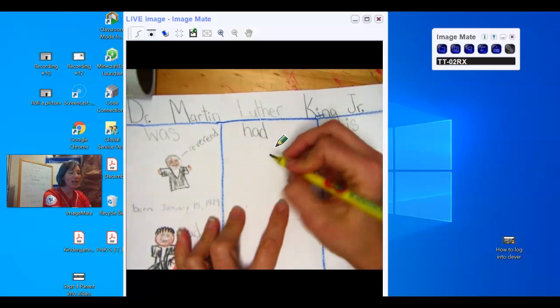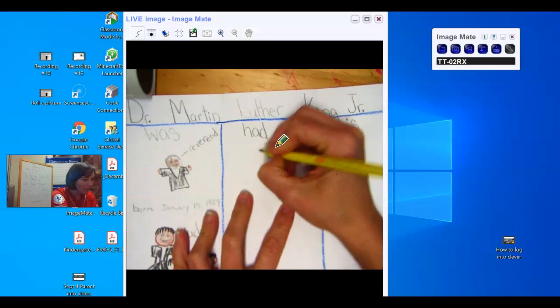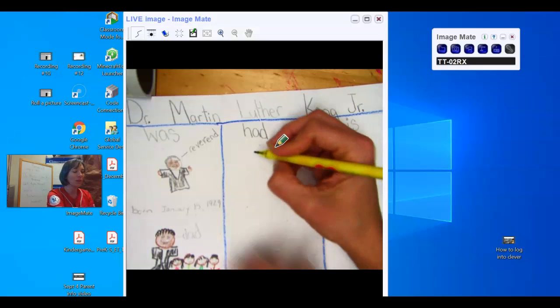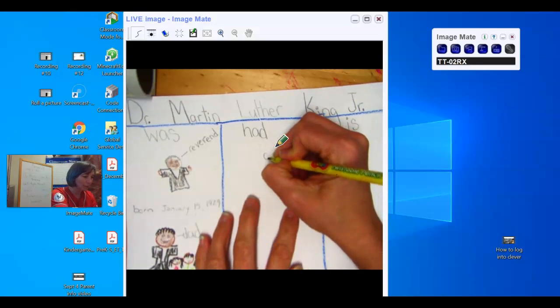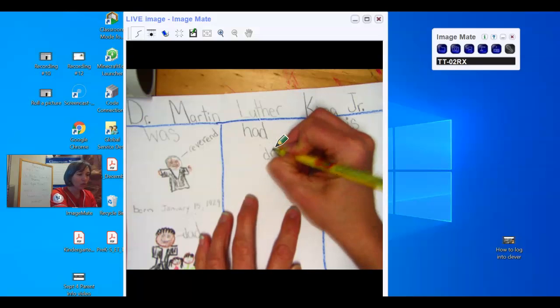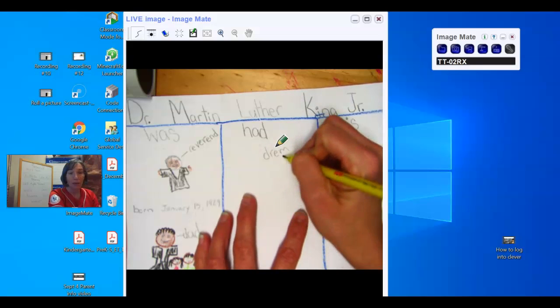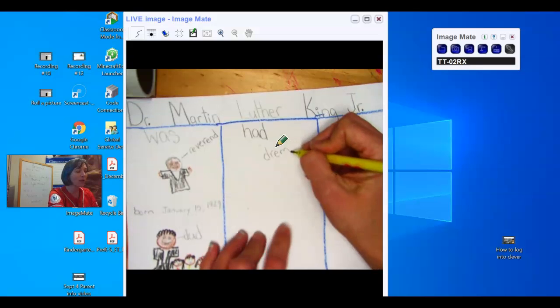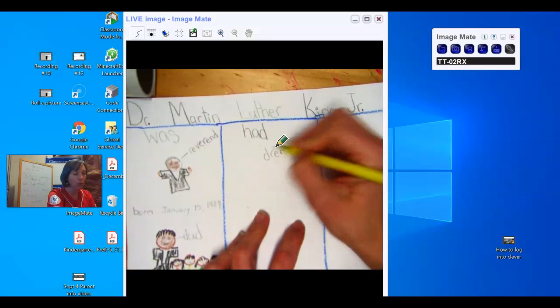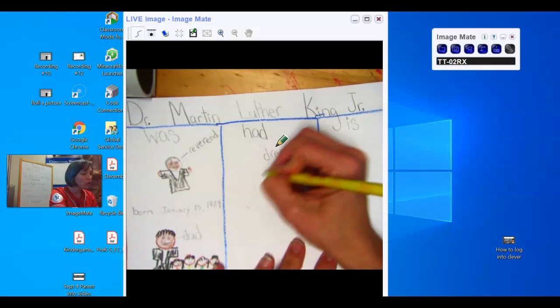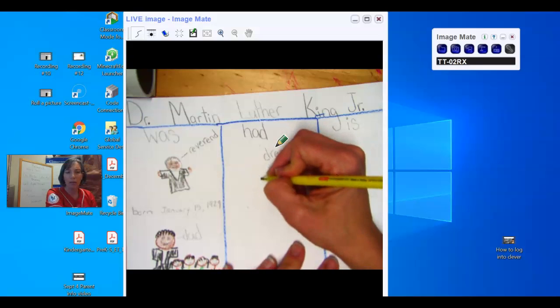So let me see if I can sound out that word dream. Dream. Dream. I'm not sure if that's the way I found it in my book, but that is a really good spelling of the word dream, and I'm going to look to find it in my word wall a little bit later. But his dream wasn't like when he was sleeping.